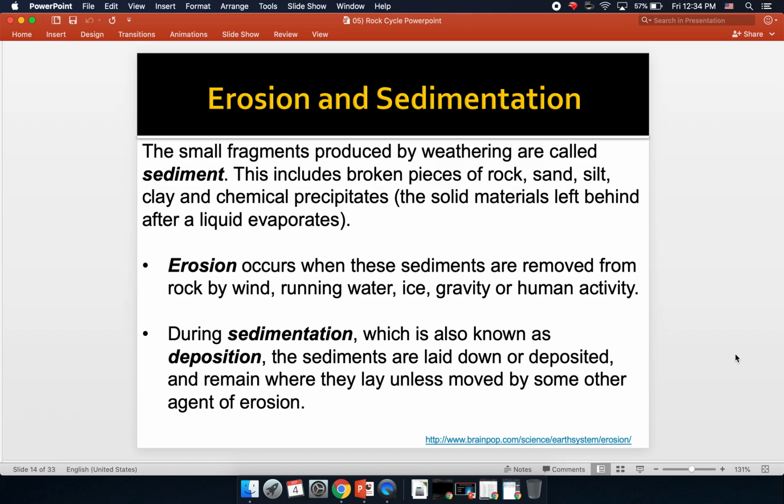I know it seems a little strange. We want to think about natural processes contributing to weathering and erosion, but us humans are indeed natural things, so it counts. If we go out and we move sediments around or we break rocks down, it counts as weathering or erosion, just the same as any other process. Now, during sedimentation, which is also known as deposition, sediments are laid down or deposited and remain where they are unless they're again moved by some other agent or force of erosion.